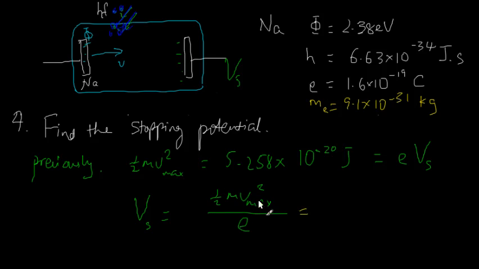Using this answer for kinetic energy and this value for electronic charge, we find 0.3282 volts, and that's the voltage we need to just stop the current if we shine blue light on a sodium anode.